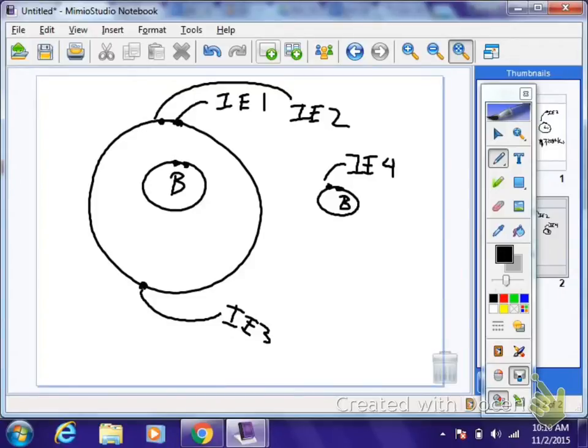Group 1 has lithium going from 520 to 7298, and then sodium goes from 496 to 4,562. Where you have a huge difference in the ionization energy is where it's going to stop taking out electrons. And we know what that point is when that outer shell is gone. When the outer shell is gone and we go to the inner shell, that's when it's not going to take any more electrons out.